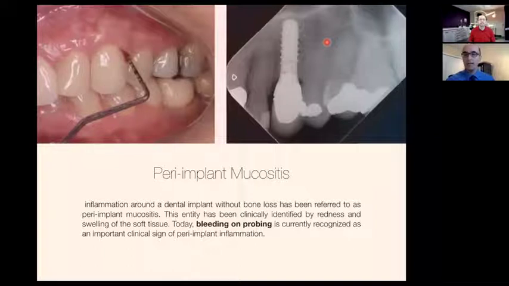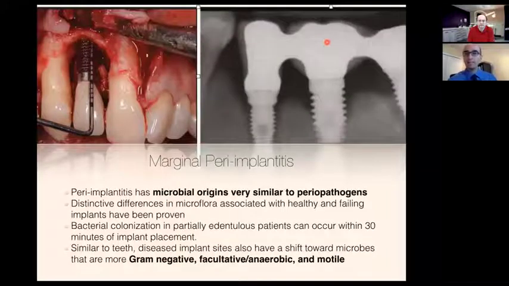So if we can catch this condition on time, we can reverse the condition and we can rescue the implant. Because at this point, we do not have the bone loss around the implant. The only clinical indication most of the time is bleeding on probing or presence of inflammation on gingiva. But once peri-implant mucositis proceeds to peri-implantitis, then this phenomenon is going to be progressive and non-self-arresting.